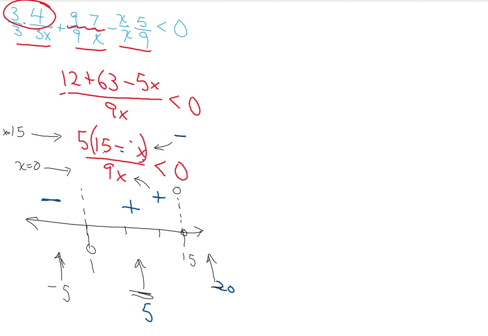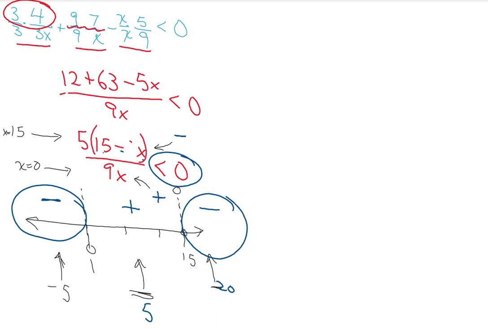And the bottom is going to stay positive because 9 times 20 is going to be positive. So now the whole expression is going to be negative because the numerator is negative and the denominator is positive. We are looking for negative, less than 0. So our solution is anything in this region and anything in this region.